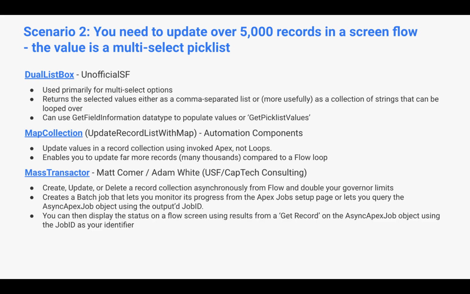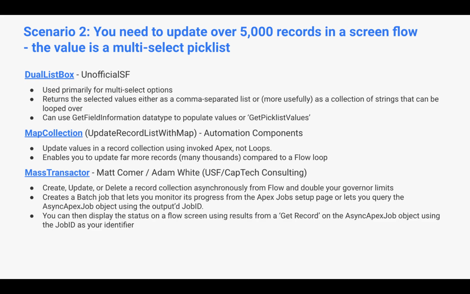So the next scenario I'm going to talk through is the large data volume scenario. So let's say you need to update over 5,000 records in a screen flow, and that value is also a multi-select pick list that needs to be selectable by the user. So there are three actions here that we're going to show off. One is the DualListBox component, also a pretty popular one, the MapCollection component, and the MassTransactor component. And there's a little helper action as well. I don't really call it out here for DualListBox, called GetPicklistValues, which I'll show in a moment.